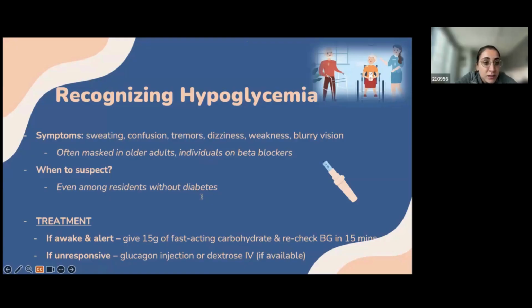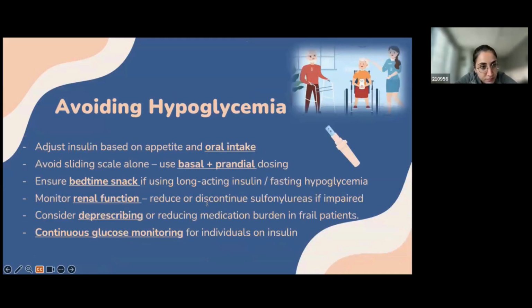If the patient is awake, the way you treat it is with 15 grams of fast-acting carbohydrates, in the form of juice or sugared ginger ale. And then keep rechecking the blood sugar every 15 minutes until the hypoglycemia resolves. And if the patient is unresponsive, then we'll have to use a glucagon injection, or if we have IV access, dextrose.